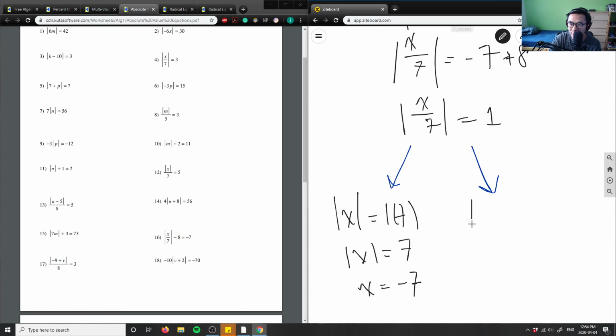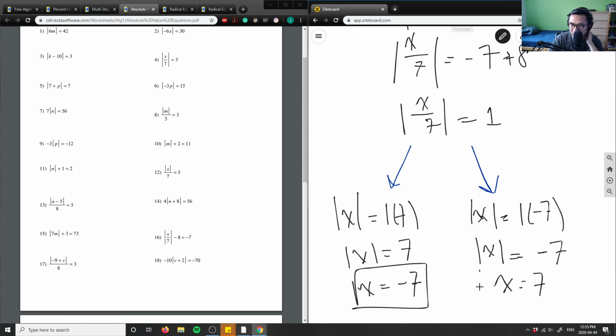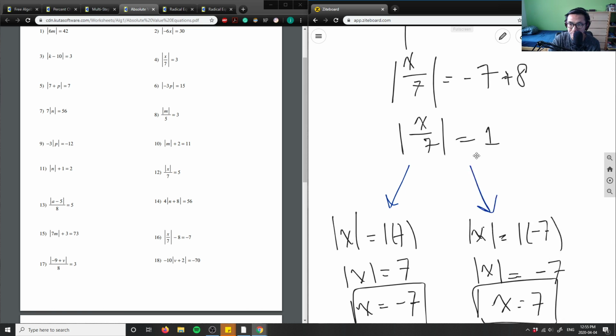And then here, I'm going to have my second case. I have the absolute value of x equals, this is 1 times negative 7, right? Because negative 7 is also a factor, right? So this is because I have the absolute value bar here. So you have to multiply by negative 7. If I put the absolute bar on this side, x here equals positive 7. So again, I have 2 solutions to this problem. I have x equals negative 7 and x equals positive 7. And so again, 2 solutions to this equation here.